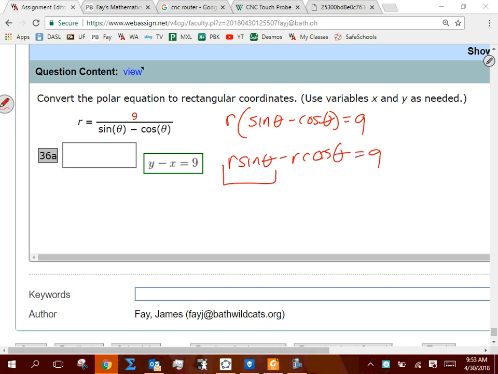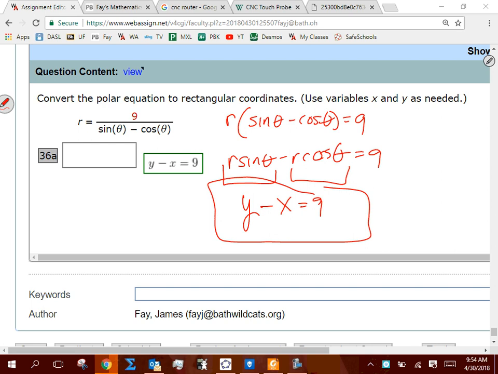What's r sine theta? y. What's r cosine theta? x. y minus x equals 9. Okay? So that, 9 divided by sine theta minus cosine theta, is a linear equation in polar form.